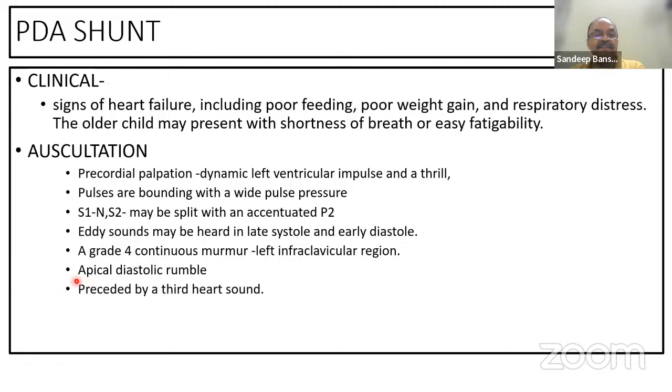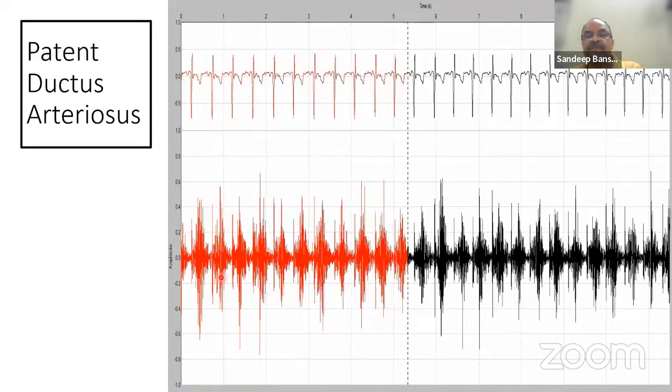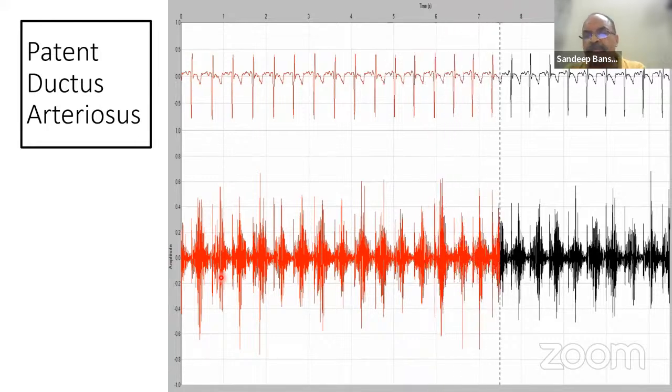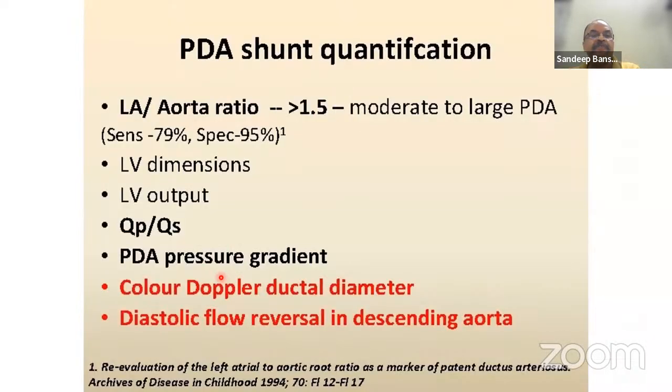And there also, just like VSD, there can be an apical diastolic rumble, which is preceded by the third heart sound. So similar to a ventricular septal defect. This is again a continuous murmur across a PDA. This is also taken from uptodate.com, and if you can't hear it right now, you can go back to the site and see this.